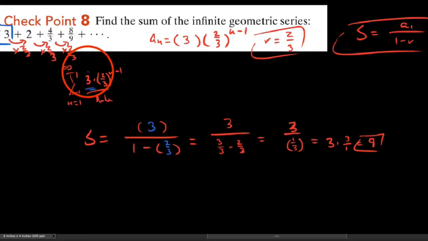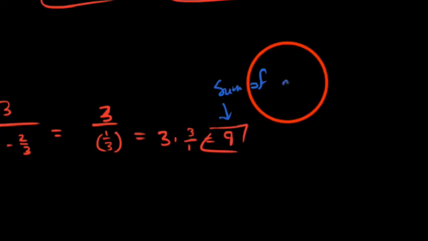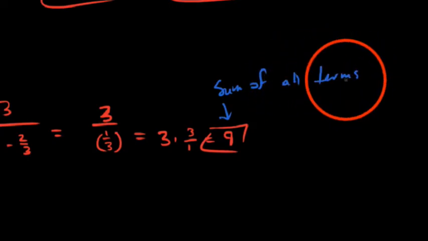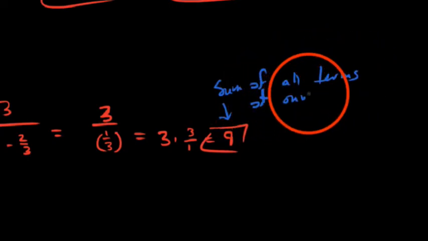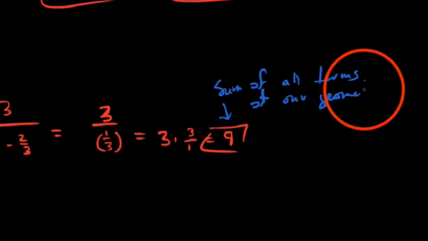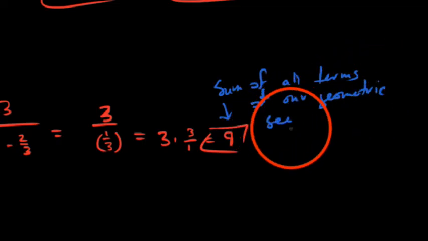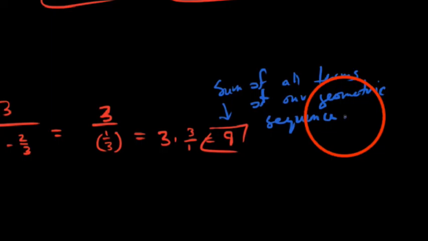So if we were to add up all infinitely many terms of this particular sequence, we would get a sum that is finite in value, and this is the sum of all terms of our geometric sequence. We call the sum of the terms of a sequence our series.